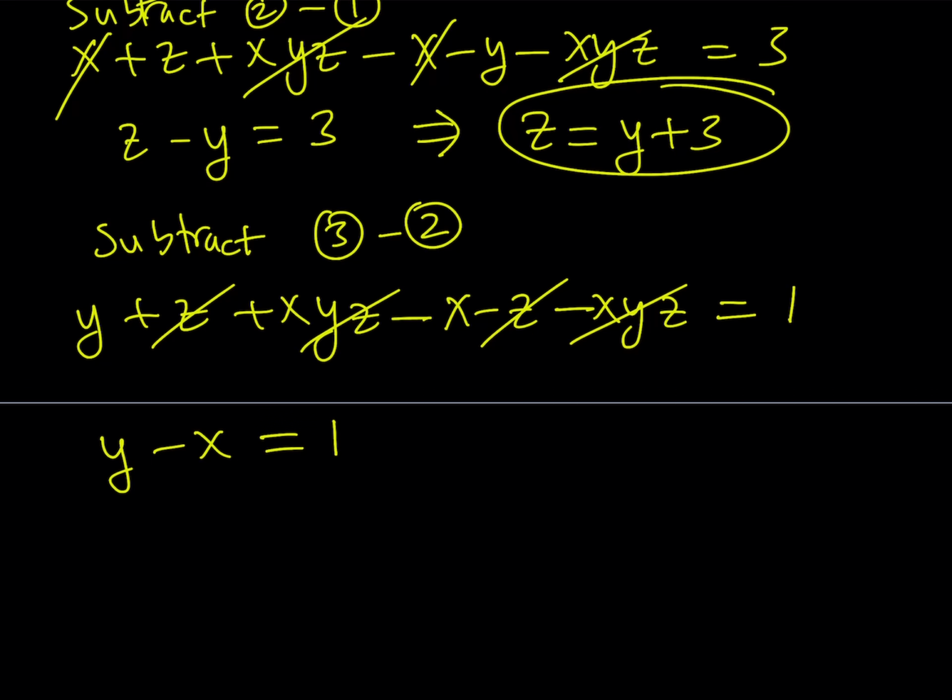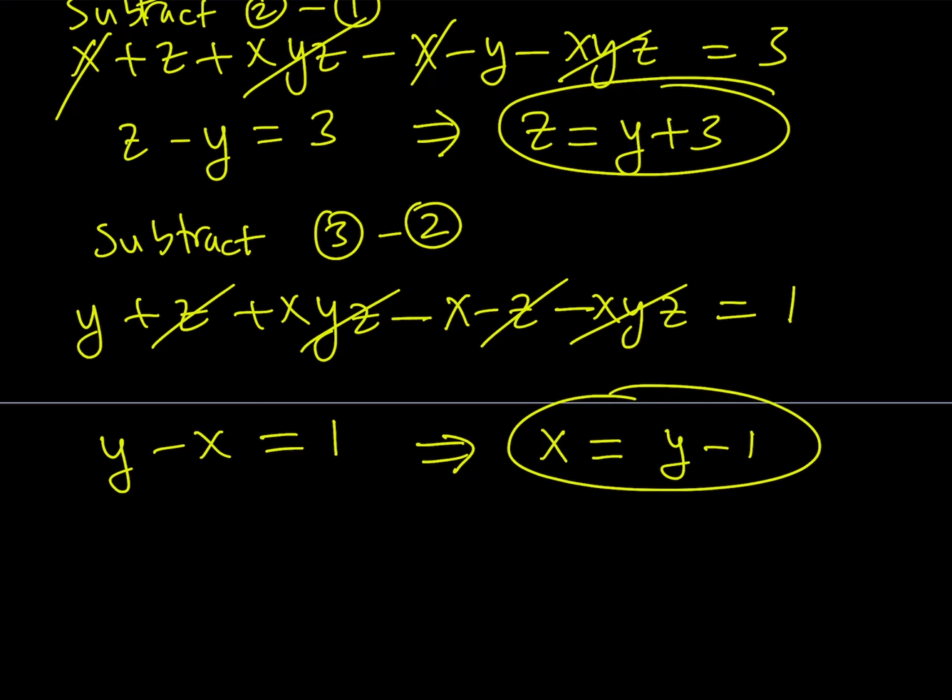Now from here, notice that when I did the first operation, subtraction of 2 and 1, I wrote z in terms of y. I'd like to keep it consistent and write x in terms of y as well, so you can write x equals y minus 1. Okay, so now we're able to express x and z in terms of y. Let's go ahead and plug everything into the first equation.